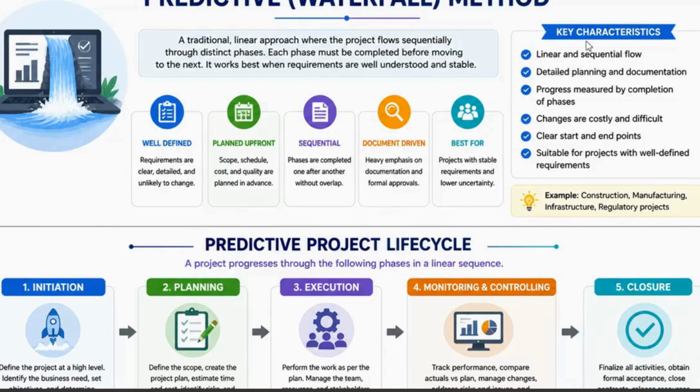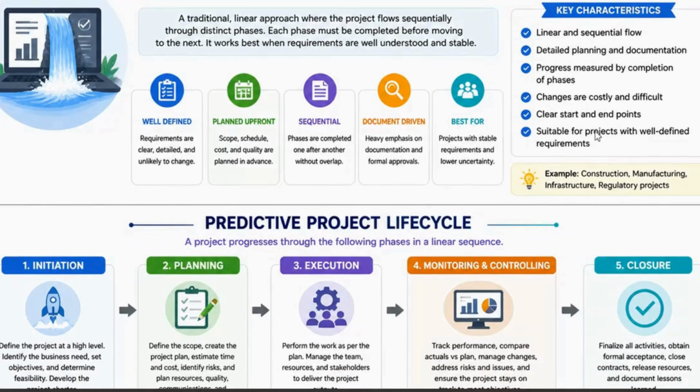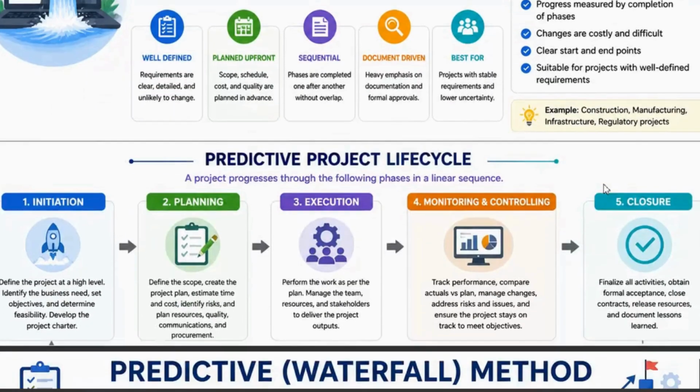Yeah, and we are going to focus on the key characteristics: linear and sequential flow, as we said; detailed planning and documentation; progress measured by the completion of phases; changes are costly and difficult; clear start and end points; suitable for projects with well-defined requirements. As I said, examples are construction, manufacturing, infrastructure, and regulatory projects.